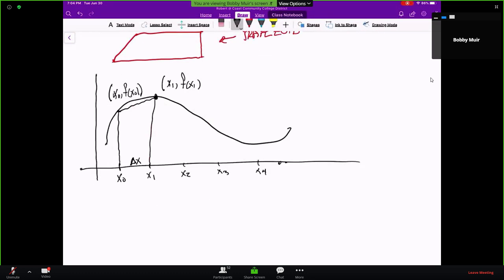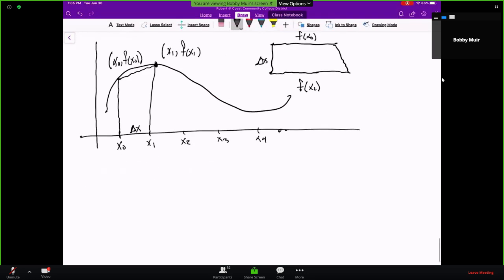Okay. So if you take that trapezoid and lay it on its side like this, okay, then the length from here to here is going to be f of x1. The length from here to here is going to be f of x0. And this is going to be delta x.